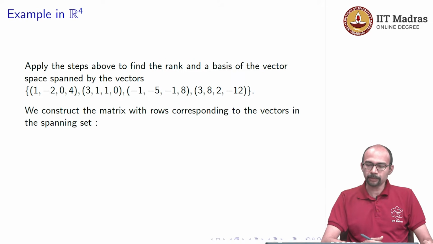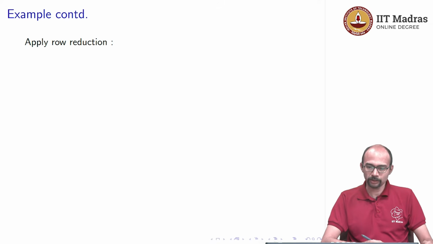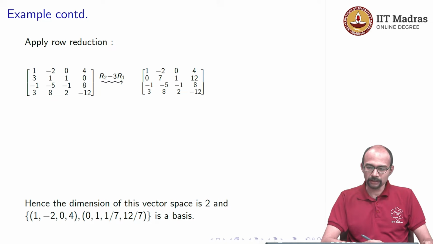Okay, so let us construct the matrix with rows corresponding to these vectors. So, it is a 4 by 4 matrix now. That matrix is 1 minus 2 0 4, 3 1 1 0, minus 1 minus 5 minus 1 8, and 3 8 2 minus 12. So, what do we have to do next? We have to row reduce this. Let us do that. Apply row reduction. So, here is the matrix you start with.